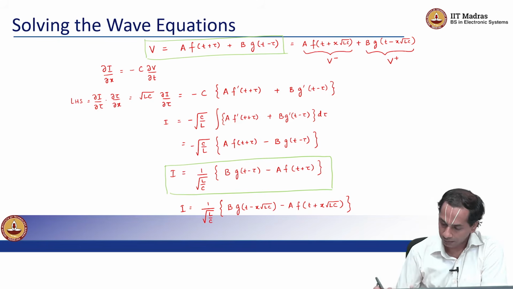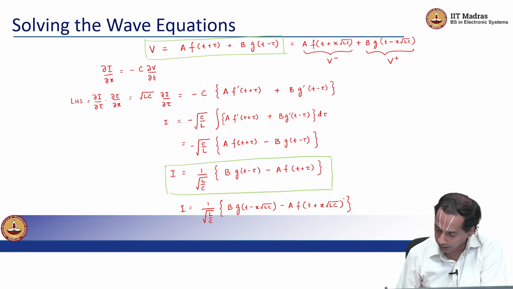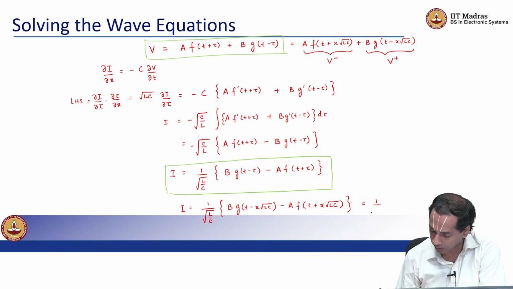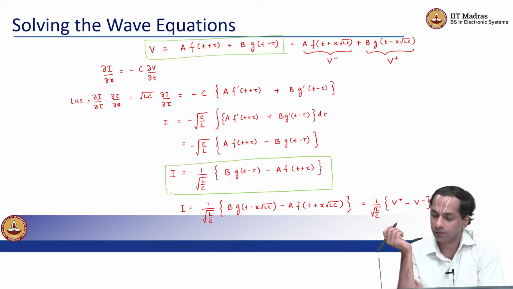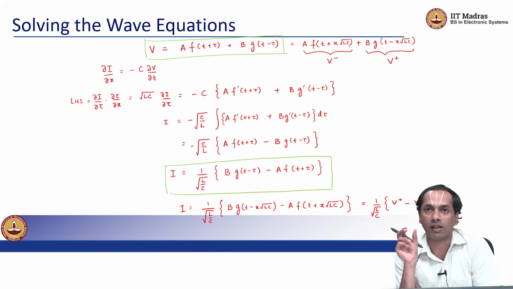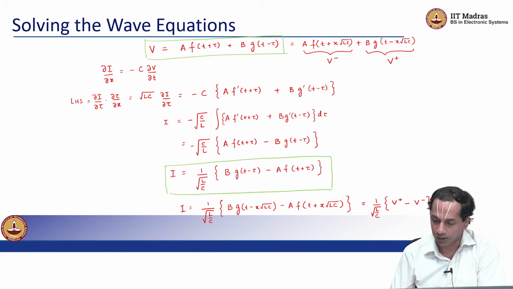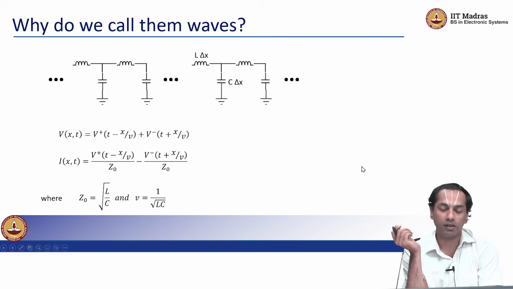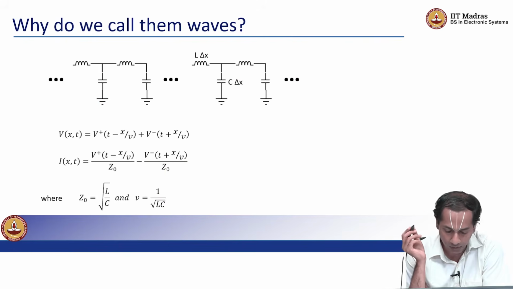So this essentially becomes 1 over square root of L by C. I notice that the first term Bg is V plus and V minus. Instead of having to write A times F of t plus x square root of LC each time, I'm just going to lump that as a single term and represent the entire thing as V plus and V minus, right? So when I do that, I get something that I can write in a very short way.